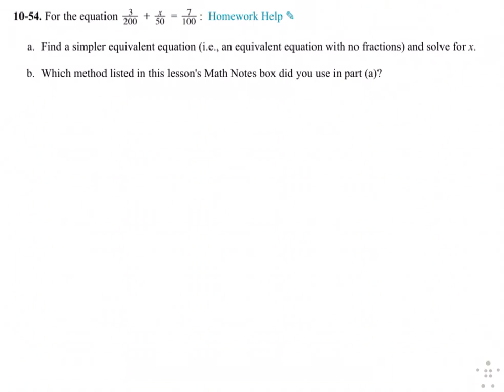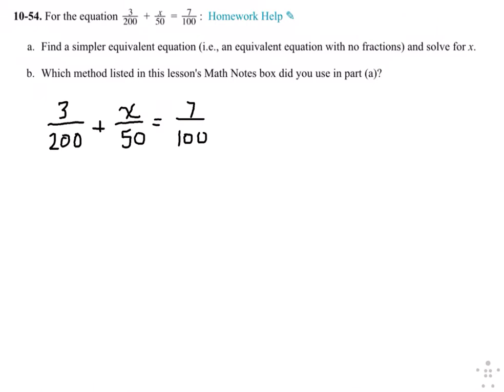Okay, 54 wants us to solve this equation. So A says find a simpler equation to solve, right? This is what we've been doing in class for a couple days now. And I believe the CPM text calls this fraction buster, but okay. So we want to multiply by the least common multiple so that we can get rid of our fractions, right?